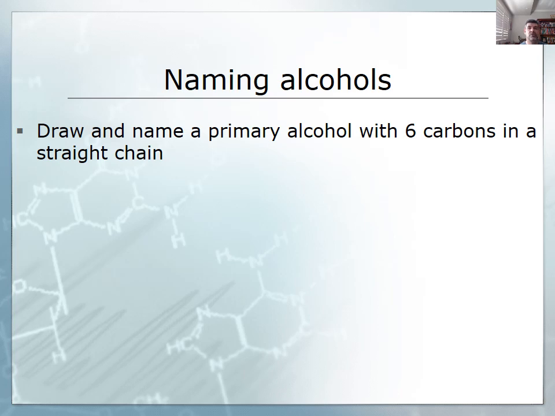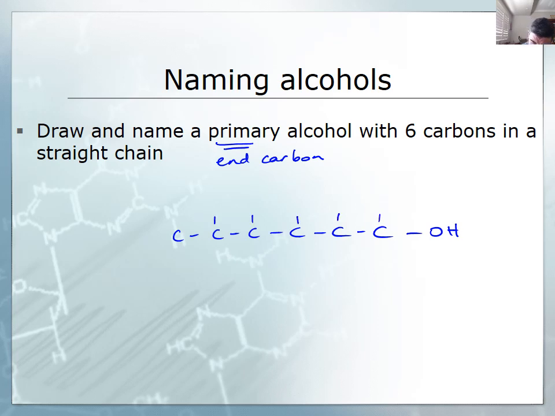If we were then to draw and name a primary alcohol with 6 carbons in a straight chain, primary means effectively end carbon. So that's what we're looking at here. If I draw 6 carbons and then I draw an OH group on the end, then, obviously, each carbon is going to have 4 bonds, and I'm just going to fill the rest of those up with hydrogens.